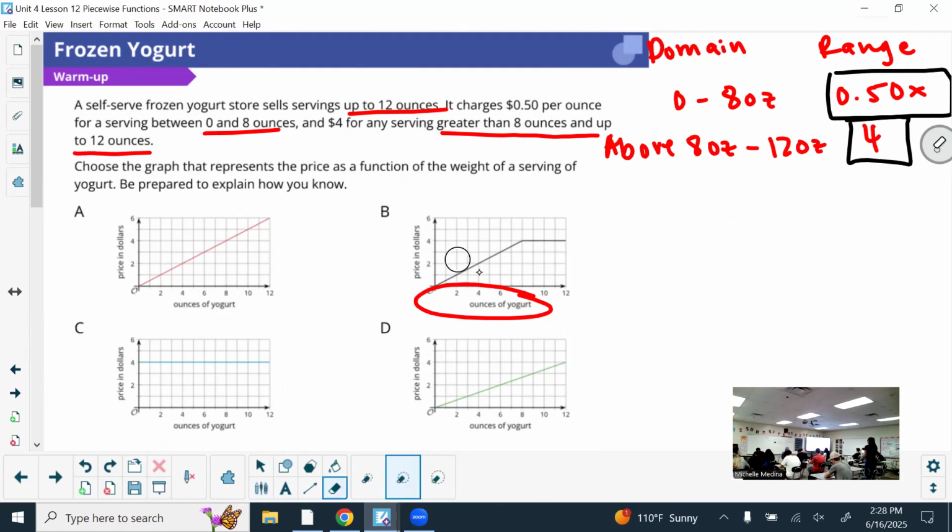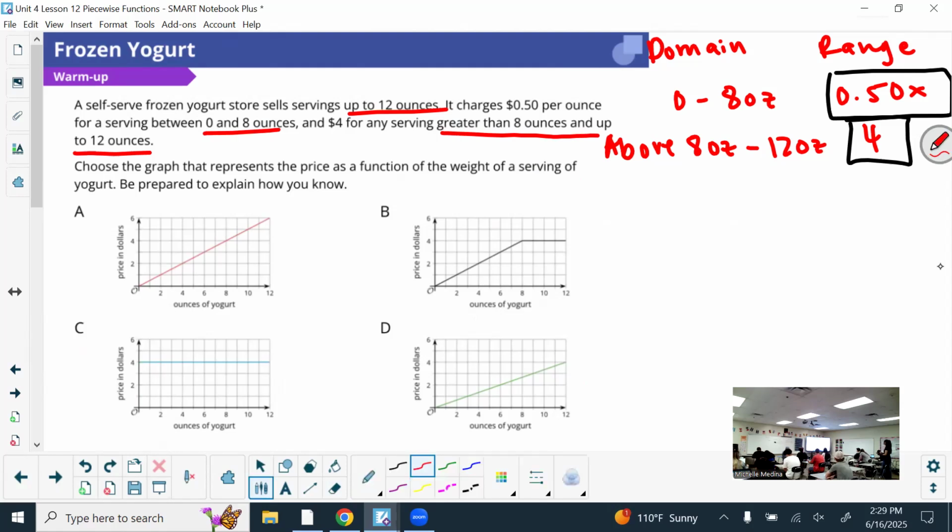Which of these graphs would best represent the situation? Don't say it out loud, just think about it. Which graph looks like they charge 50 cents an ounce for the first 8 ounces and $4 for 8 to 12 ounces? All right, raise your hand if you think it's A that best represents the situation. Raise your hand if you think it's B. Raise your hand if you think it's C. Raise your hand if you think it's D.